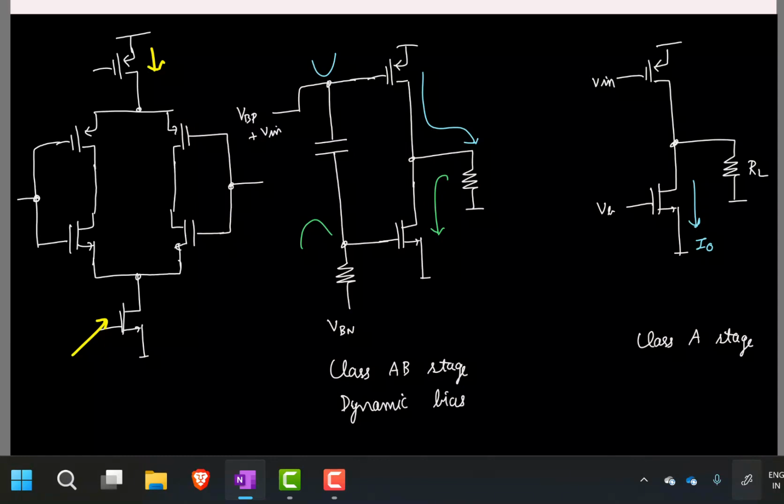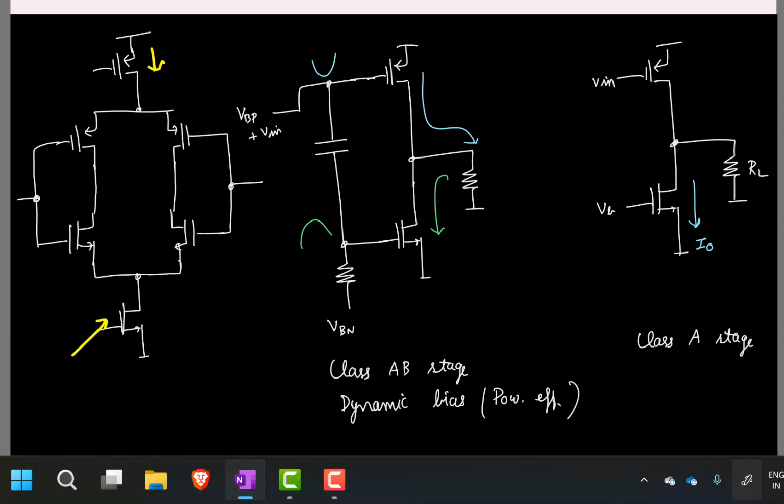Which means this has a much better power efficiency, because here you see that irrespective of the input signal you are burning some current always. Whereas here, if my input signal is small, the current it takes will be small. If the input signal is larger, it will burn larger current and so on. So this has a good power efficiency. But of course, there will always be a downside to this. So the downside to it is the following.